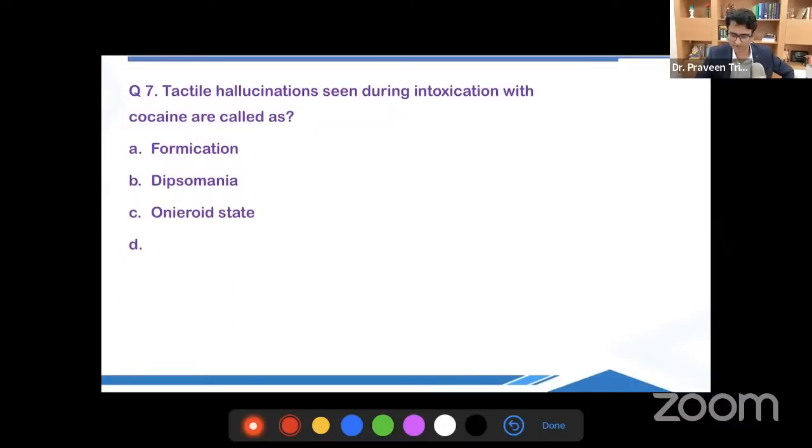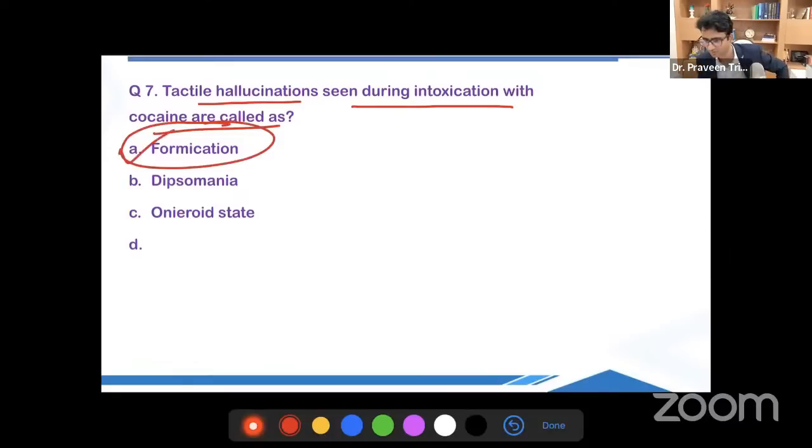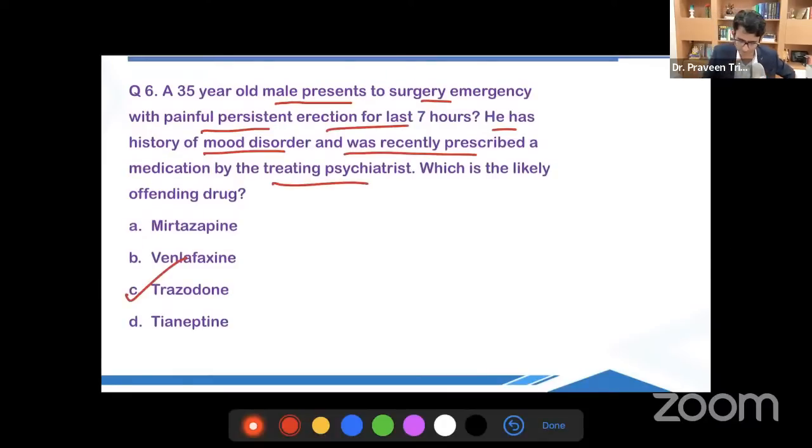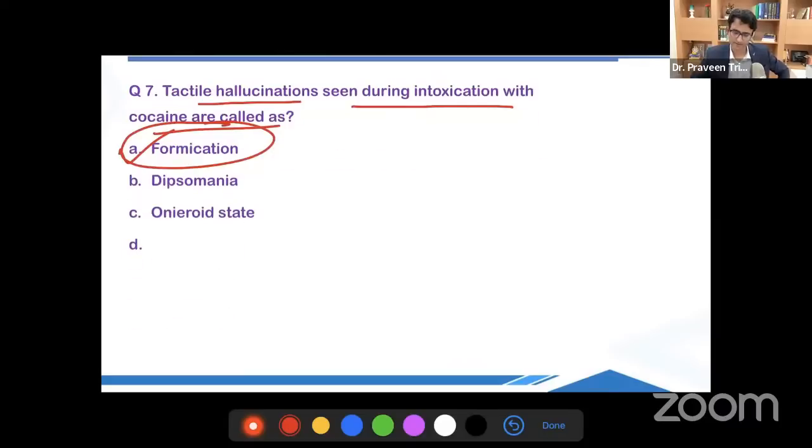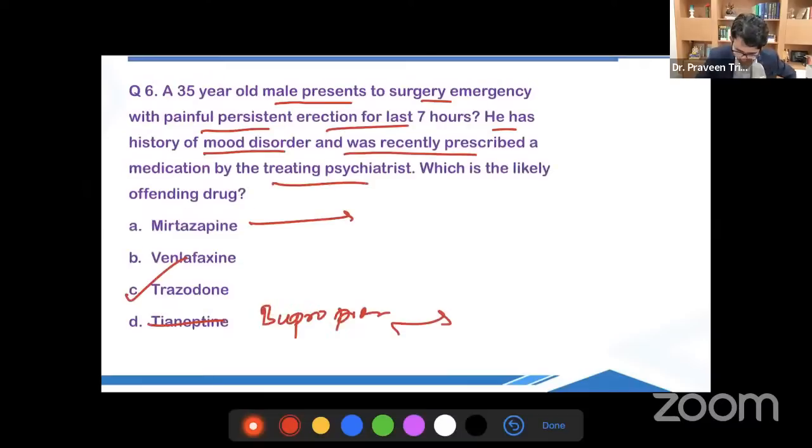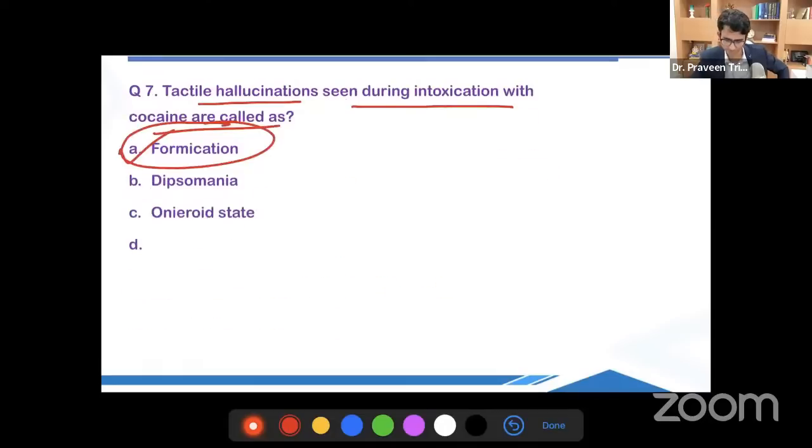Again, another simple question. Tactile hallucinations seen during intoxication with cocaine are called formication. Bupropion was in the options. Both mirtazapine and bupropion are the drugs which do not cause sexual side effects. Priapism word was there. But either way, the answer is trazodone.